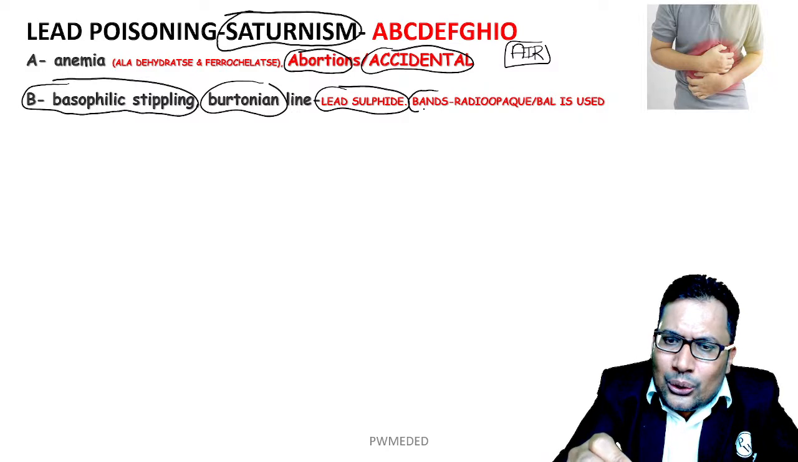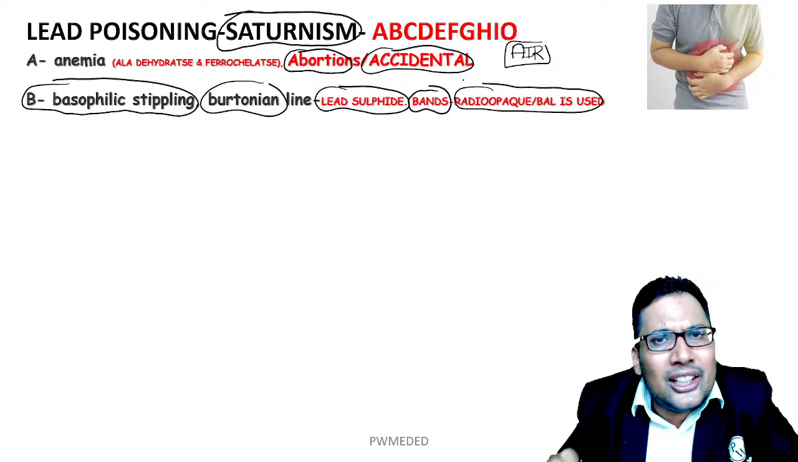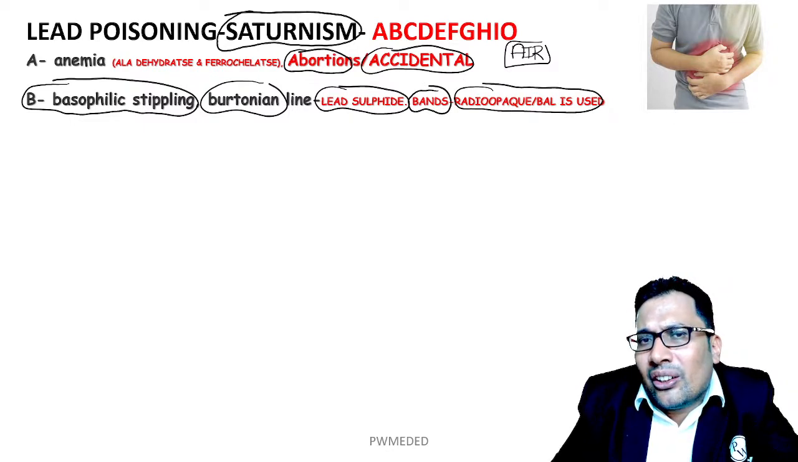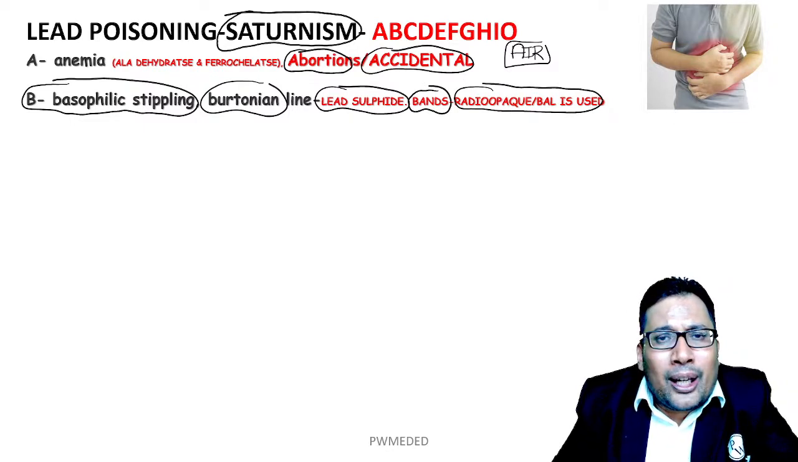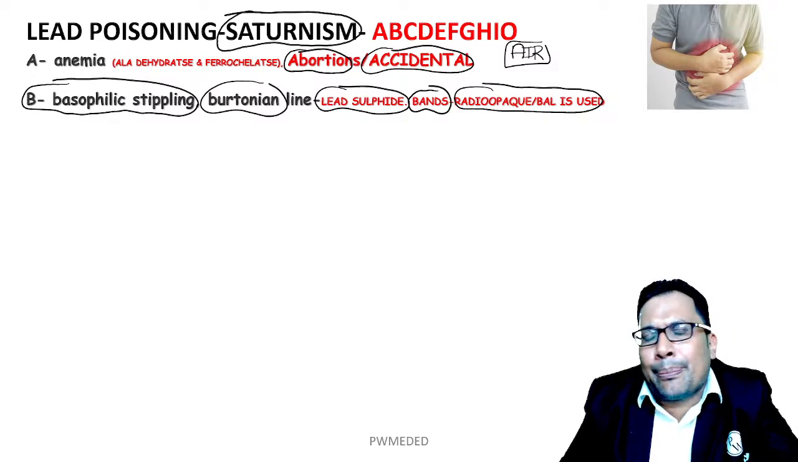There can be bands also. B for bands: radiopaque bands are seen. Even in children there can be radiopaque bands in the X-ray, that is the finding. All are spring points.